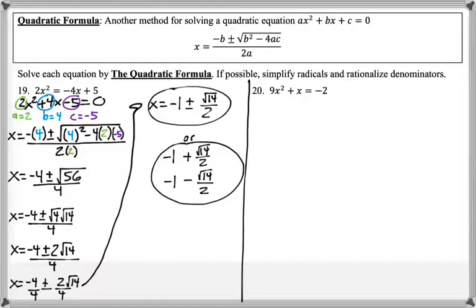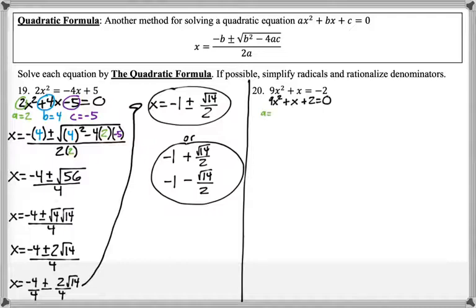My first step on question 20 is to get everything onto one side and 0 on the other. So I want to move that 2 to the left. And then I want to identify my A, B, and C.